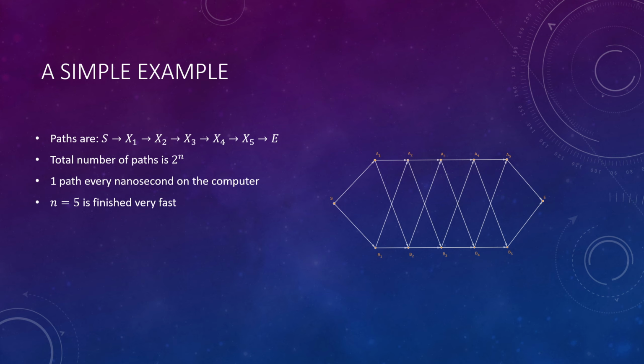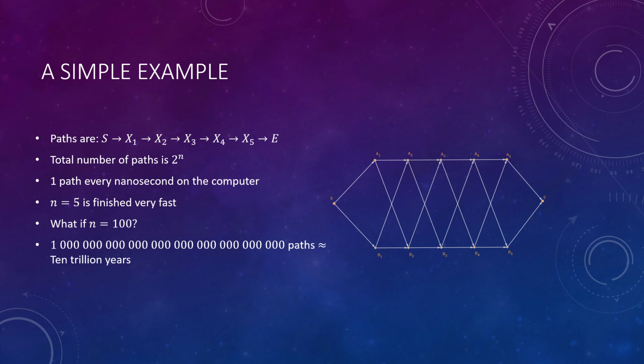How long does that take on a computer? Let's assume that one path can be calculated and added up in about 1 nanosecond. This might be off by a factor of 10 or even 100, but it doesn't matter, as you'll see later. When we look at n equals 5, this is going to be really fast. So even if I'm off by a factor of 100, it's still way less than 1 second to do all the calculations. That's pretty good.